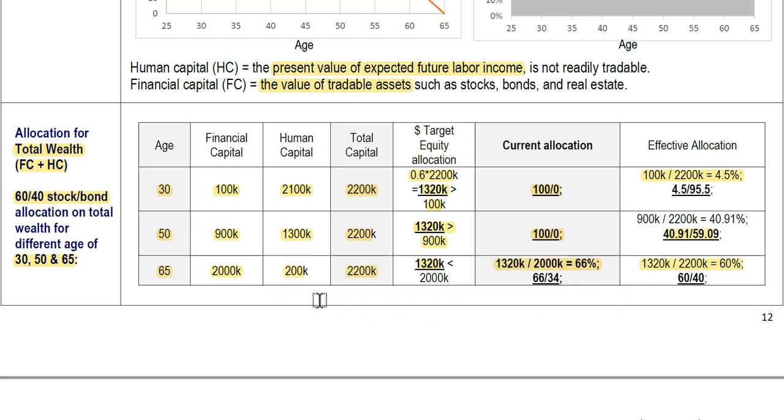I want you to pay attention to how we allocate our wealth between stocks and bonds, depending on your target allocation, the optimal allocation. Here it is 60-40. You may consider 50-50 or 40-60. But this simple table allows you to see how you allocate your 401k, for example, the pension.